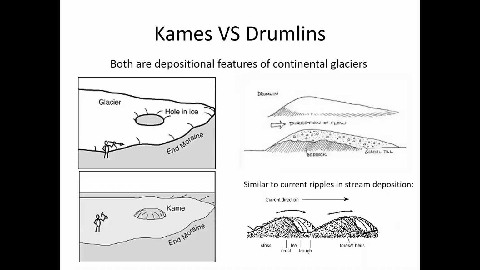So there are two features that we see sometimes. Both are depositional, right, sediment left behind, features of continental glaciers. We can separate kames and drumlins.